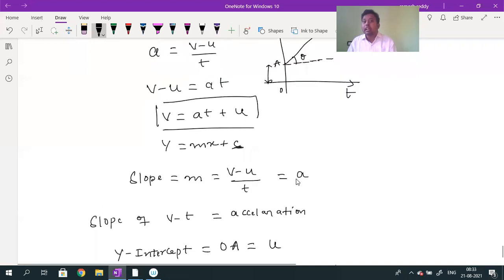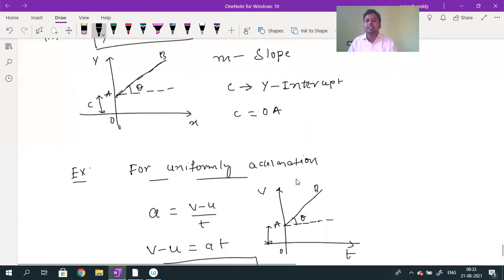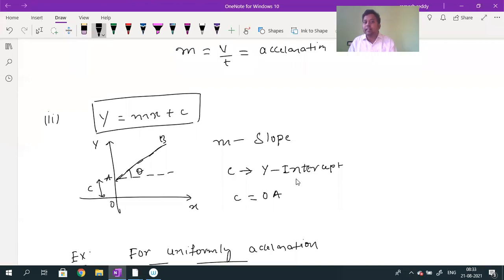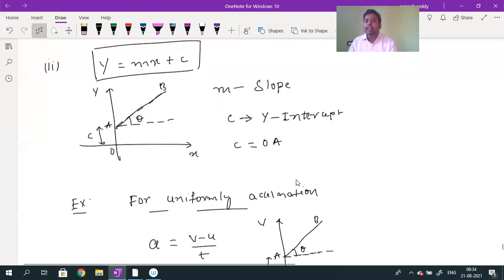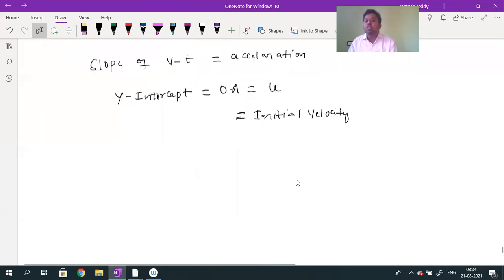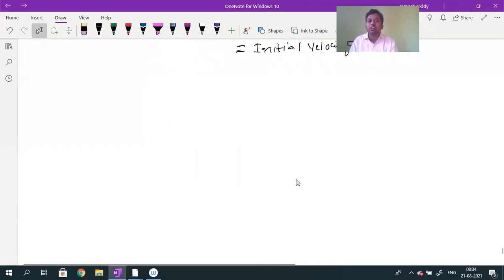Don't think unnecessarily. Whenever I say y is equal to mx plus c, corresponding to this equation, I will ask what is the shape of the graph. The graph is a straight line. Passing through origin or not passing through origin? Not passing through origin. In the graph, what does m indicate? M indicates slope. What does c indicate? C indicates y intercept. Is it okay? Y intercept, that is the second point you have to remember.